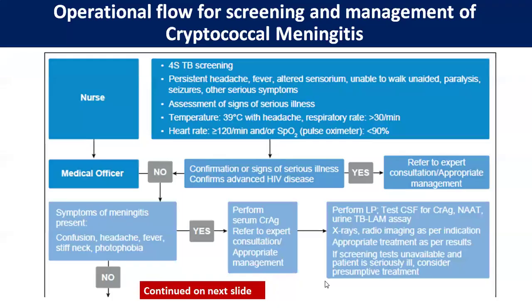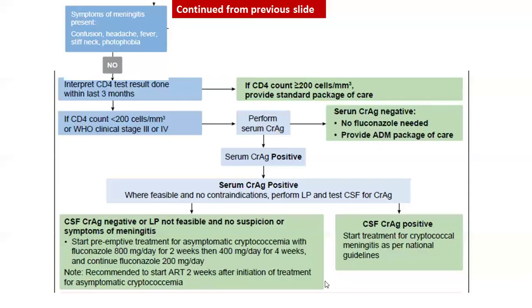Then if these symptoms are not there, you go further on to assess symptoms of meningitis. And if it is still not there, then interpret CD4 count results of the last 3 months. If the CD4 count is less than 200, perform serum CrAg. If the serum CrAg is positive, then perform LP to confirm cryptococcal meningitis, and so on.